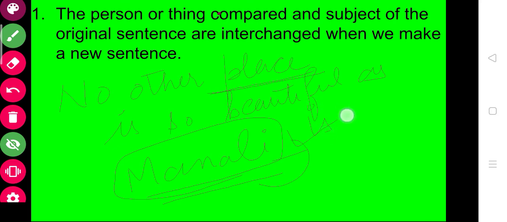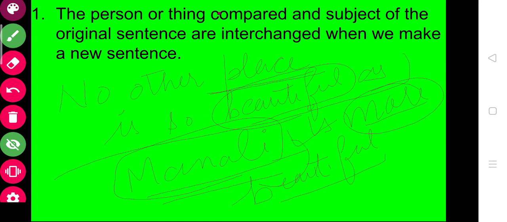Manali is more beautiful. I'm writing the answer here, taking one word from the above sentence. Manali is more beautiful. We are writing it in the comparative degree. More beautiful would be the exact word to use, because beautiful contains at least three, four syllables. If a word contains more than two syllables, then definitely more and most are applicable for the comparative and the superlative. But here we are making it into the comparative form.